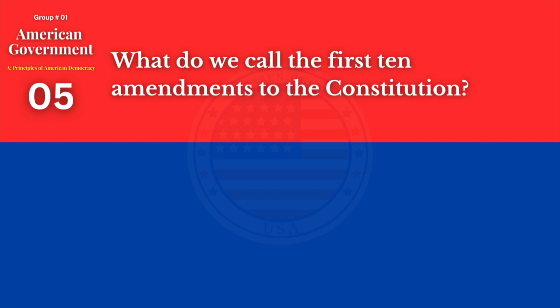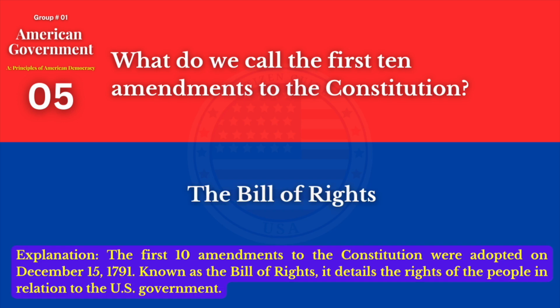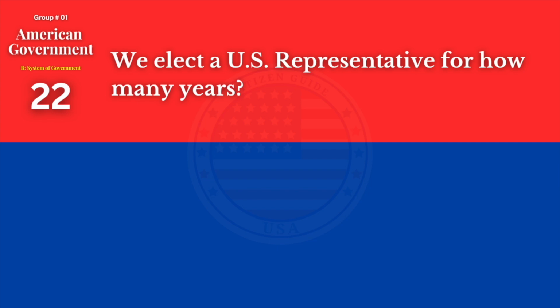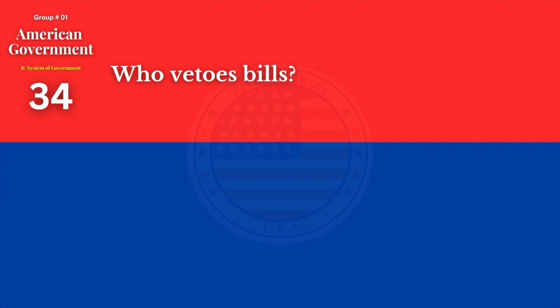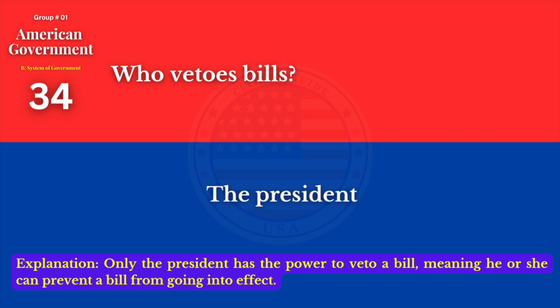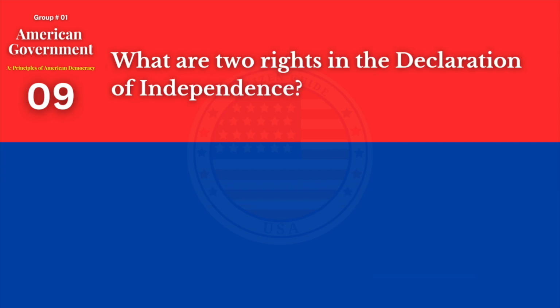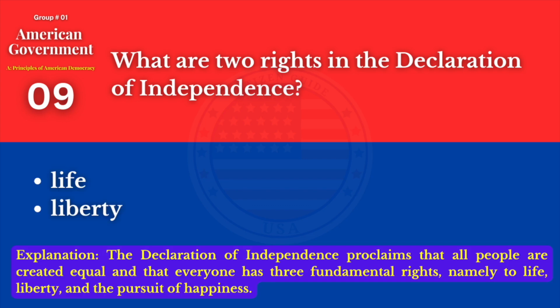What do we call the first 10 amendments to the Constitution? The Bill of Rights. We elect a U.S. representative for how many years? 2. Who vetoes bills? The President. What are two rights in the Declaration of Independence? Life, liberty.